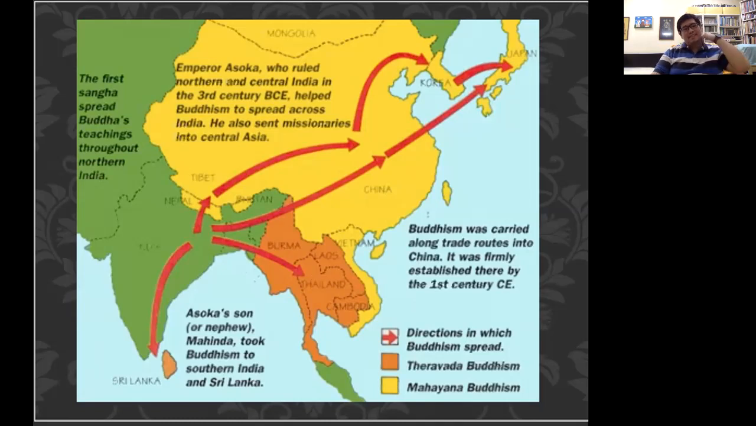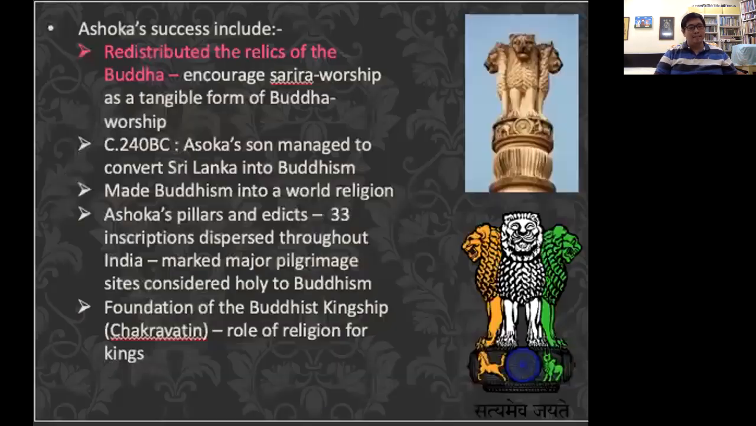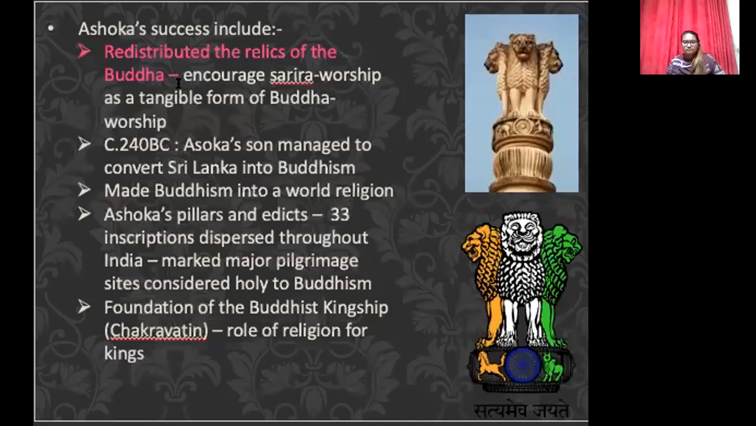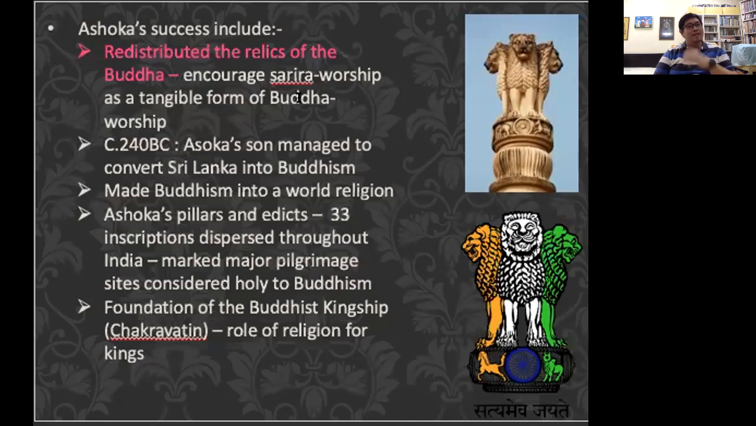Asoka started this tradition of the worship of the Buddha's relics. He redistributed the relics of the Buddha throughout as a very tangible form of the worship of Buddha. And this includes the tooth of the Buddha. So in Singapore, there's a very famous temple called the Buddha Tooth Relic Temple, right in the middle of Chinatown.